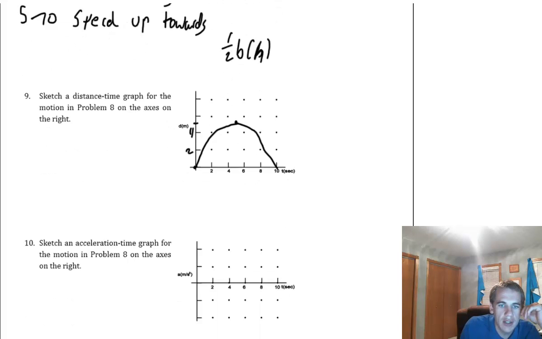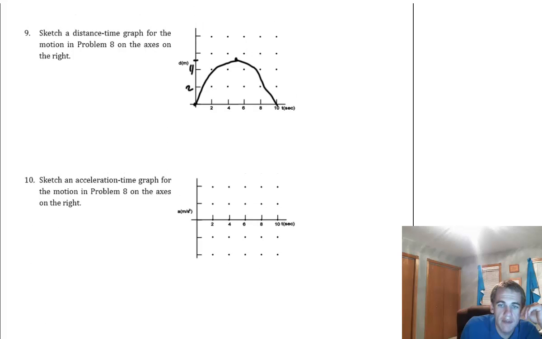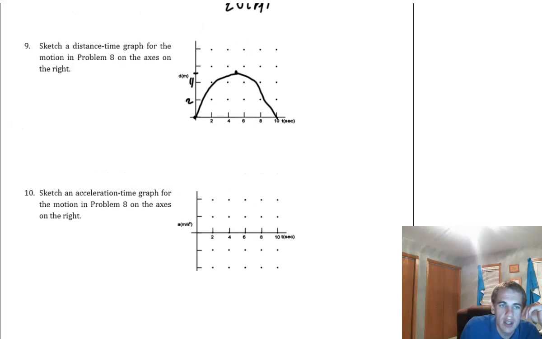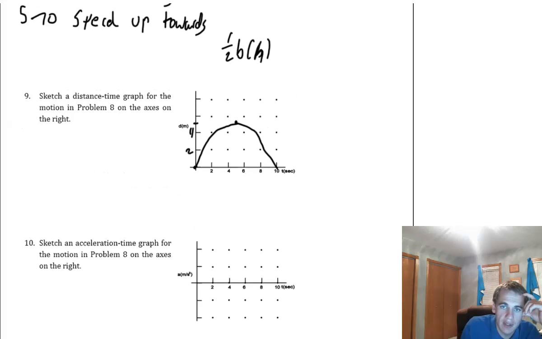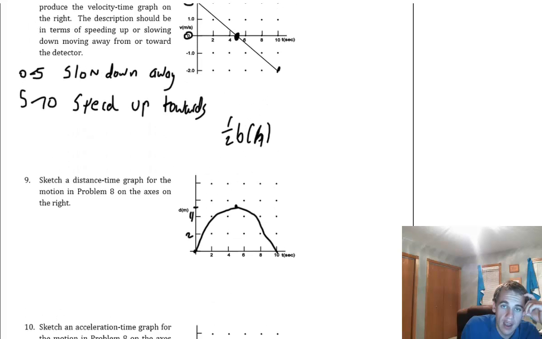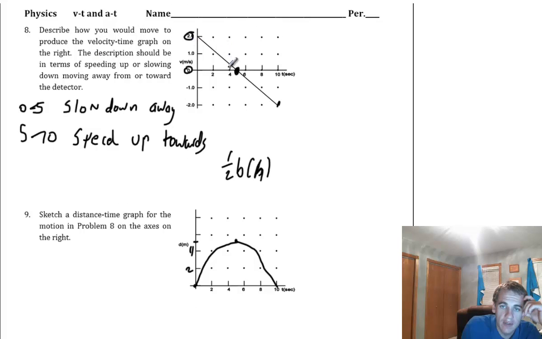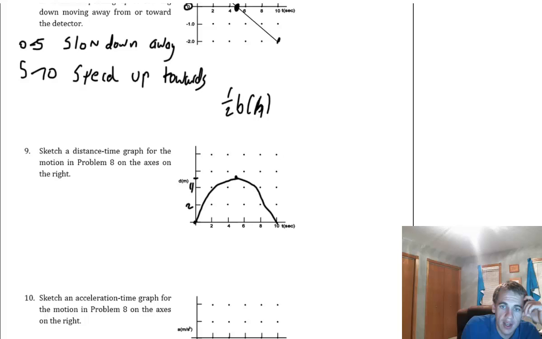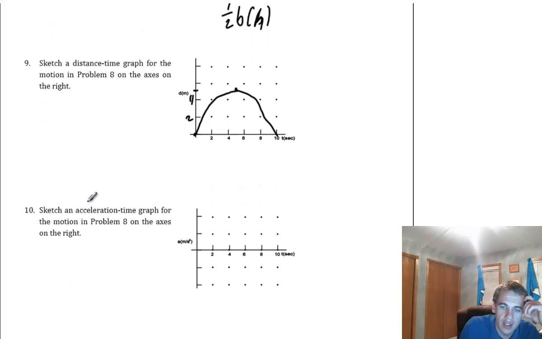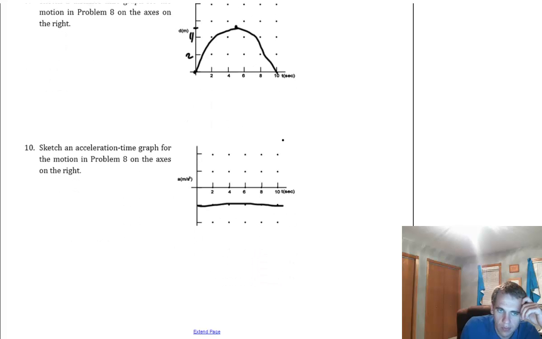All right, number 10, sketch an acceleration time graph. Well, the whole time the slope of the velocity time graph is negative. Okay? And so every time we look at this, the ending velocity is more negative than the starting velocity, so that tells us a negative acceleration. It's a straight line, not a curved line, so it's a constant negative acceleration. Right there looks good since our graph isn't scaled.